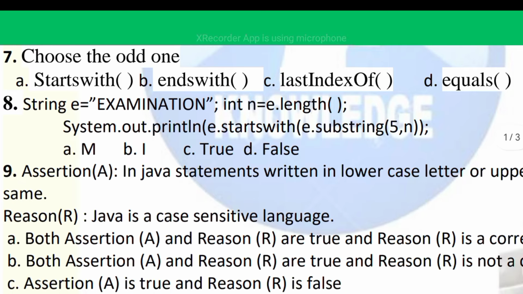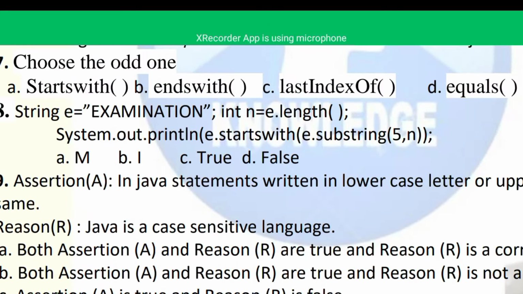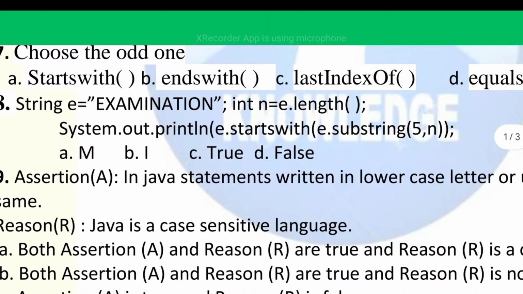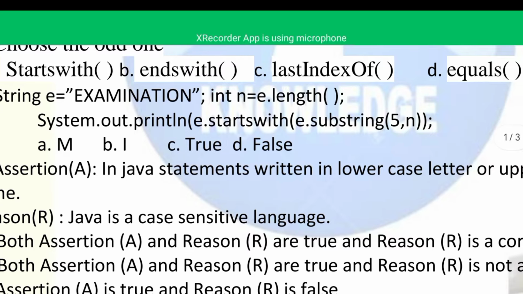Let's go to question 8, where there is a string named e whose value is examination, and int n equals e.length. So we have to count the length. Let's count the length here: 1 2 3 4 5 6 7 8 9 10 11. What is the length of the string? It is 11. So the value 11 will be stored in the variable n. System.out.println e dot startsWith. So we have to check whether the string begins with the argument given in the startsWith method.